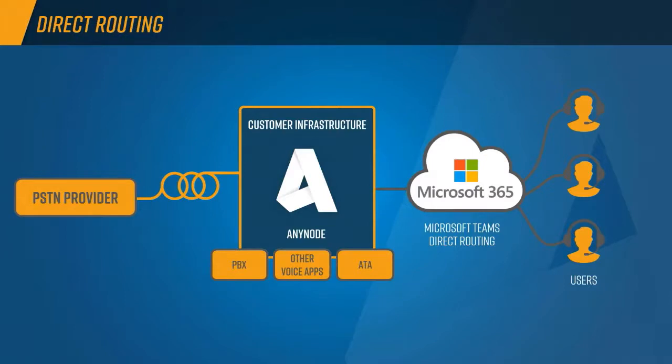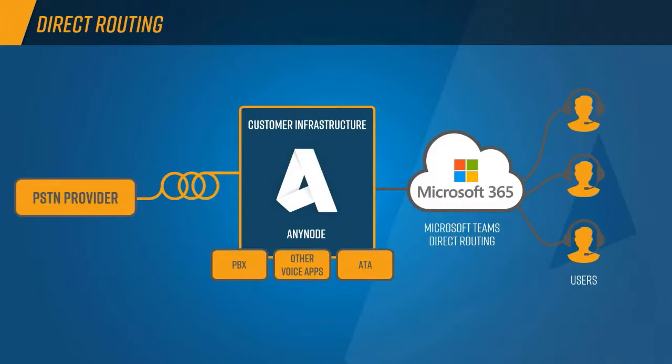The other option is called direct routing. Direct routing will give you the capability of bringing your phone numbers and SIP trunks to Microsoft Teams. You're also able to connect your local PBX and voice applications like IVR systems or contact center applications. For this connection, you need a certified session border controller like our Anynode.